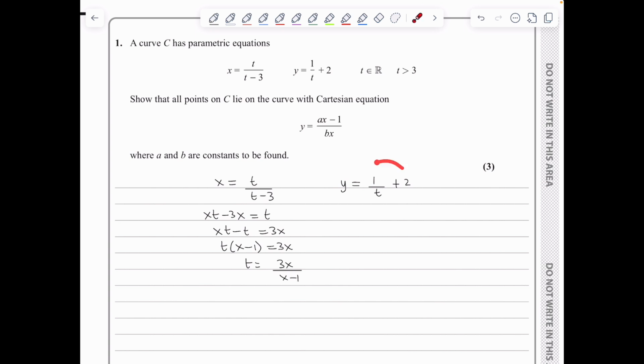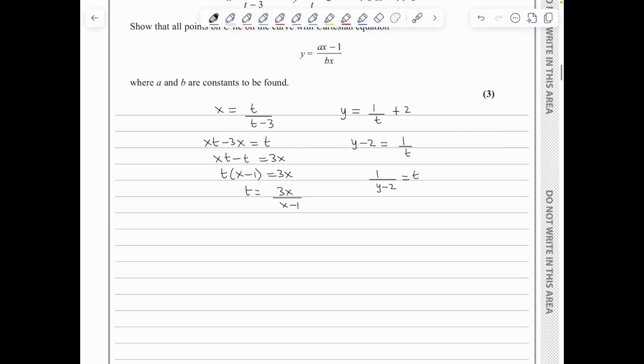Now for y being equal to 1 over t plus 2, I will start by moving the 2 to the left hand side, so we've got y minus 2 is equal to 1 over t, and if I take the reciprocal of both sides, we end up with 1 over y minus 2 being equal to t, and I can now equate the two expressions for t, leading to 3x over x minus 1 being equal to 1 over y minus 2.